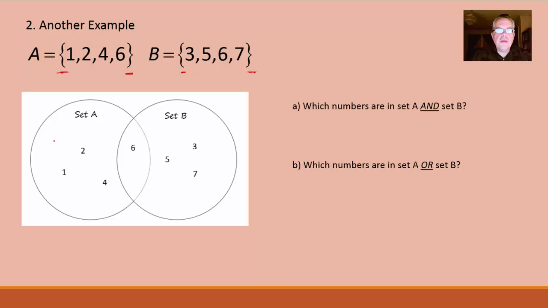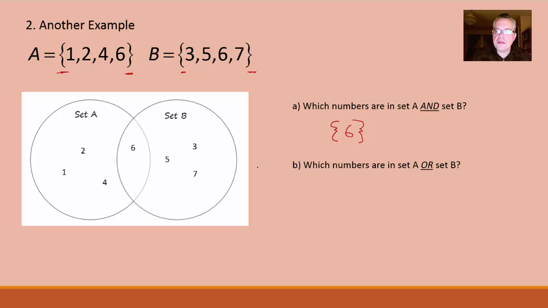Okay, so here we have a Venn diagram of the sets. We have set A is the numbers 1, 2, 4, and 6. Set B are the numbers 3, 5, 6, and 7. Okay, so the first question is, which numbers are in set A and set B? Well, that's the one that's in both circles, 6. I'm going to write my answer in set notation since we were given sets. But that's the number that's in set A and set B.